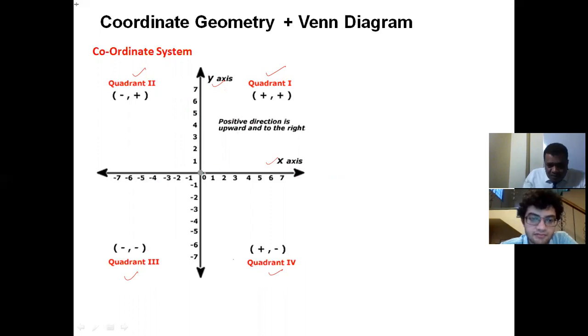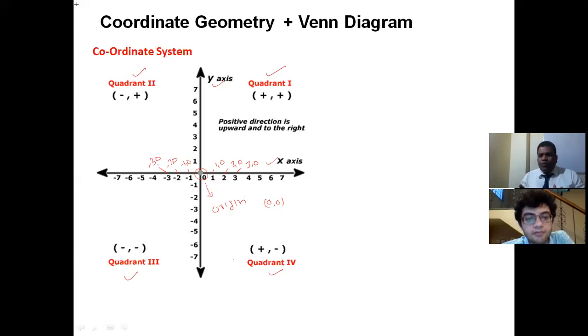Wherever these 2 lines intersect, this point is called the origin. What is the coordinate of the origin? 0, 0. If I go to the next point here, this is 1, 0. Next one 2, 0. Next one 3, 0. Similarly, if you go to the left side, this is minus 1, 0, minus 2, 0, minus 3, 0, etc.